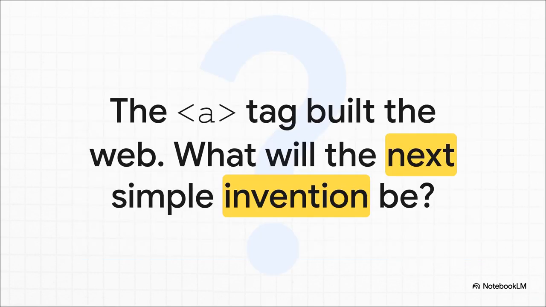And that leaves us with one final thought. A single, simple tag, the A tag, was powerful enough to turn a collection of isolated computer files into the World Wide Web. It just makes you wonder, what's the next simple idea that's going to come along and change everything?